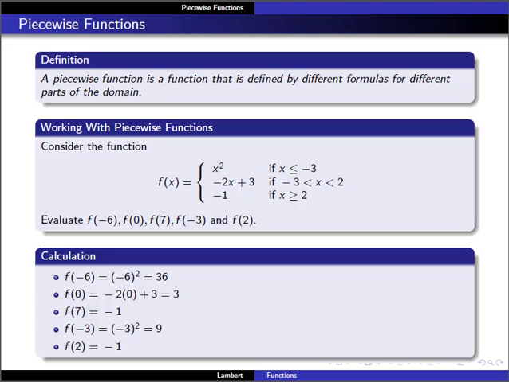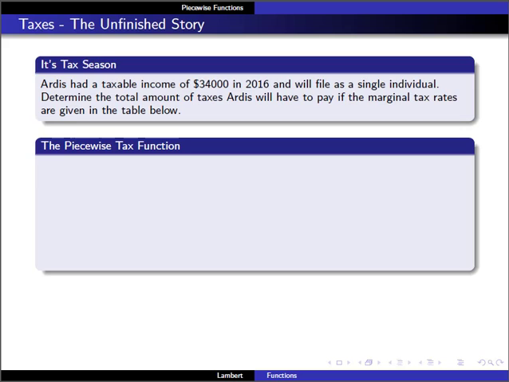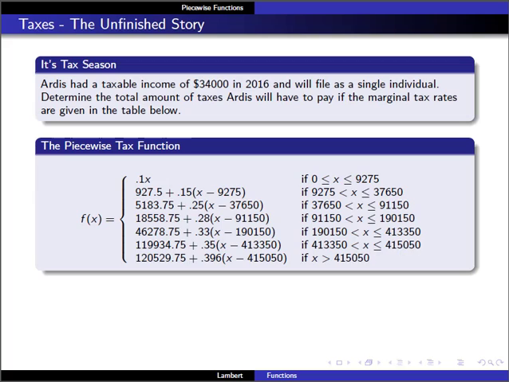Now we have all those pieces in place. Let's see if we can go back to our tax question. So just a reminder, Artist had a taxable income of $34,000 in 2016, filed as a single individual, and we want to determine the amount of taxes Artist pays. Okay, and the marginal taxes that we're looking at was basically given by this piecewise tax function that we talked about early on. So moving forward, what are we looking for?